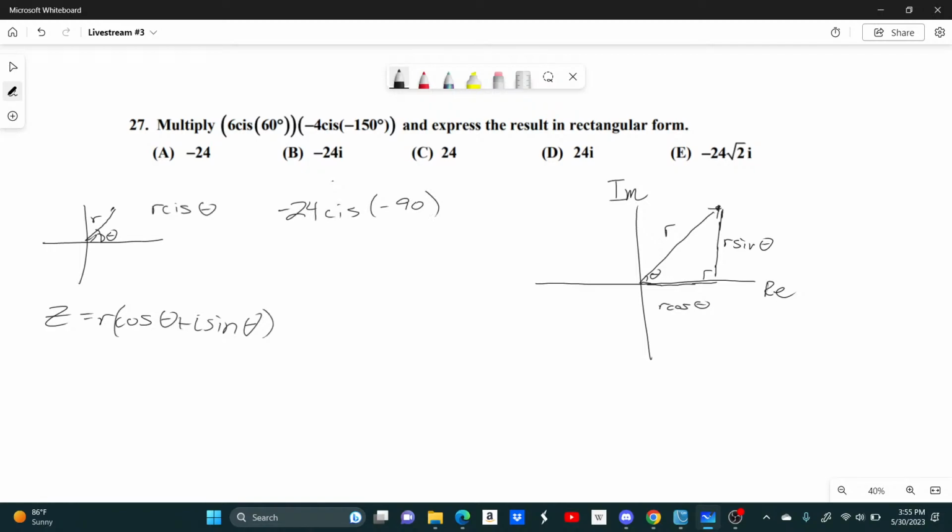Okay, so this is the same thing as -24 times the cosine of -90 plus i sine of -90. And these are in degrees. I forgot to write that. All right, so what's the cosine of -90? Well, -90 is just going 90 degrees clockwise instead of counterclockwise. So that's going to be 0. It will be the same thing as cosine of 270. That's 0. And then sine of -90 would be -1 times i, which is -i, and then -24 times -i just gives you 24i. So that's answer choice D.